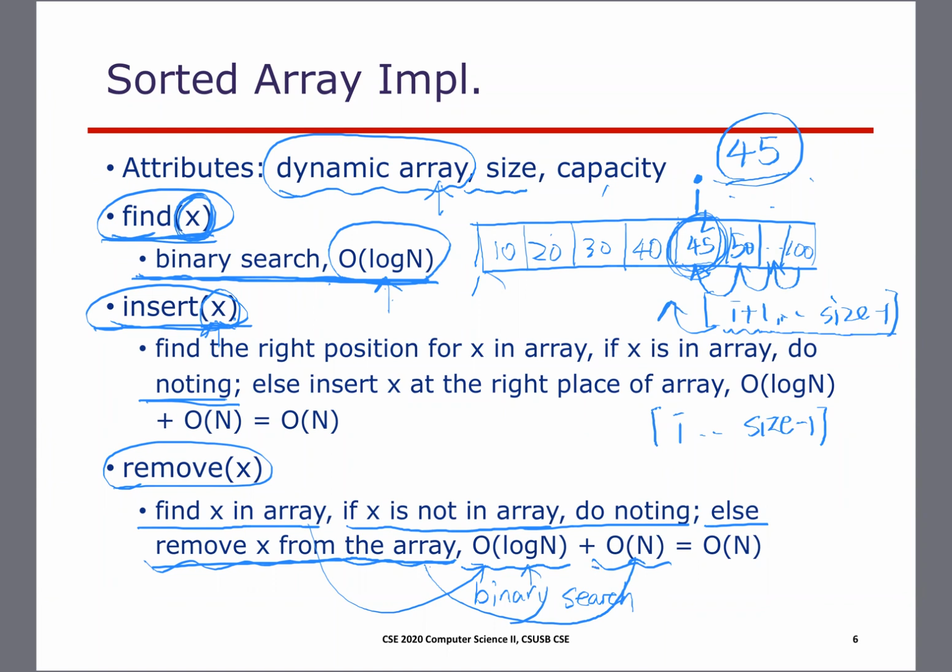The worst case is we need to shift n elements. We need to shift all the elements in this array. It's big O(n). So the worst case is big O(log n) plus big O(n). We remove the lower order term. So we have big O(n), linear time complexity. Okay, these are the three operations when we use a sorted array to implement the set abstract data type.